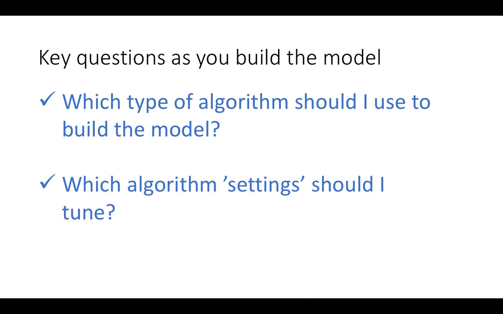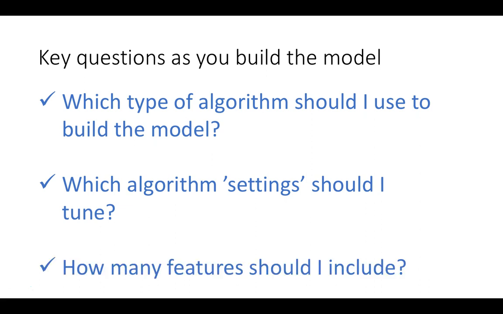Then, which algorithm settings should I tune? Again, we'll talk about all these things later, but algorithms have to be tuned for specific settings. If it is a polynomial function, what are the coefficients? How do I tune them so that I get as good a representation of the relationship as possible? And also we have to ask, how many features should I include? I have a lot of features in my data, but should I use all of them, or which of them will give me the best benefit?